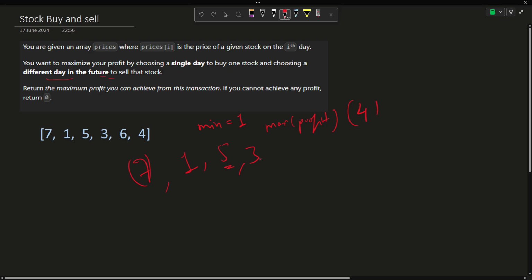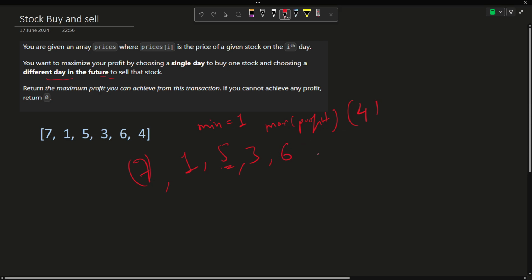The next value is 3. Let's process this. Is this the minimum value? No, it's still not the minimum value, right? We already have one minimum value as 1. Can we make a profit? Yes, we can make some profit. But is this the highest profit? No. If we had sold on the earlier day, we have already made the maximum profit. So we can move ahead. We will not update this max profit.